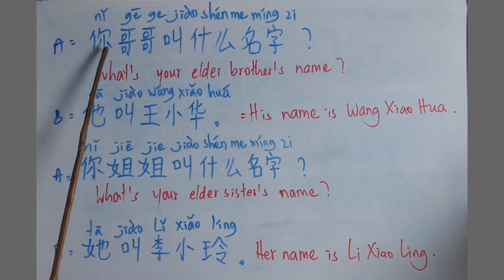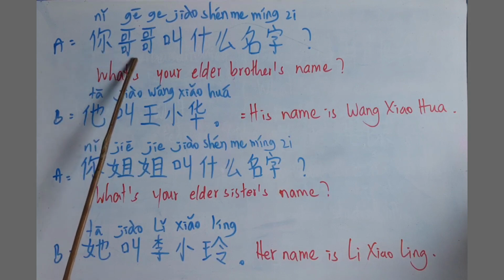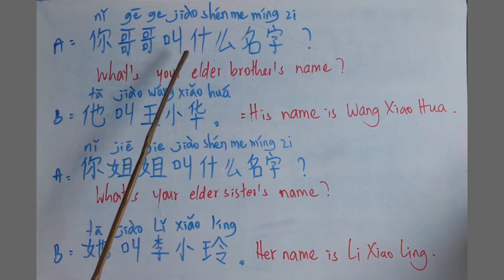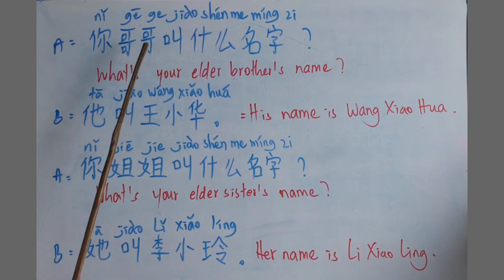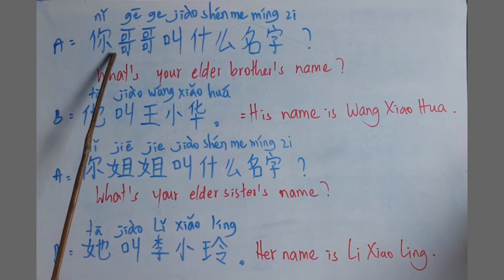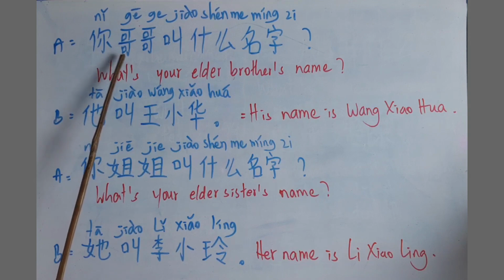If we want to ask about your name, for example, what's your name, we just say 你叫什么名字? If we want to ask someone's mother's name, we just put the word mama here. 你妈妈叫什么名字? What's your mother's name? We just change the subject so you can use it in your daily life to ask someone's name.